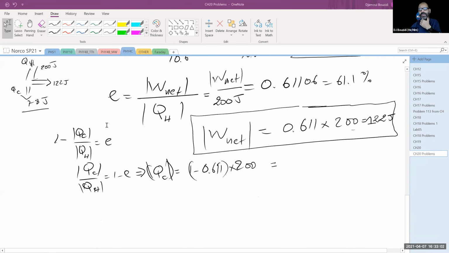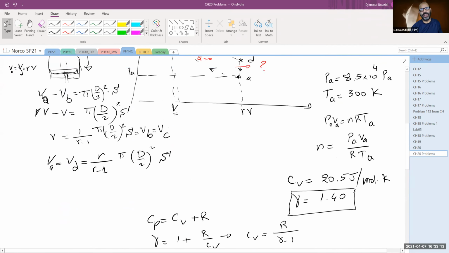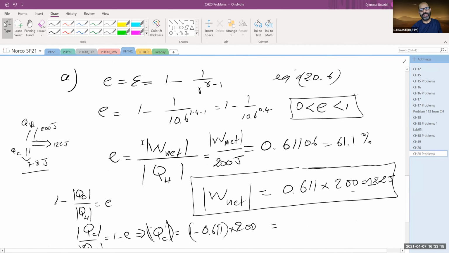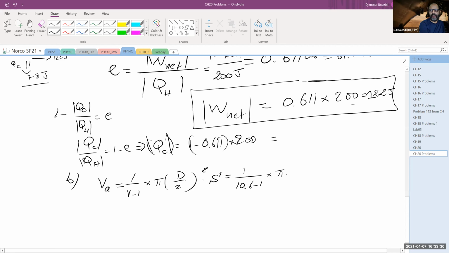Okay, so let's continue then. So we have the formula for part B. So we need VA. VA is going to be equal to 1 over R minus 1 times the area times the stroke. So it's 1 over R minus 1 times the area, which is pi times D over 2 squared, times the stroke. And let me write the numbers now. 10.6 minus 1 times pi times the diameter.